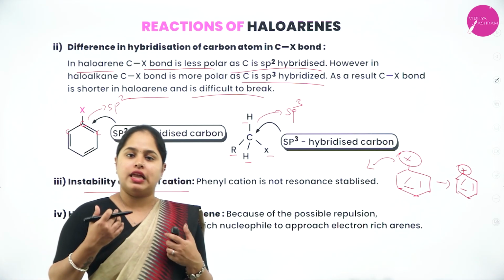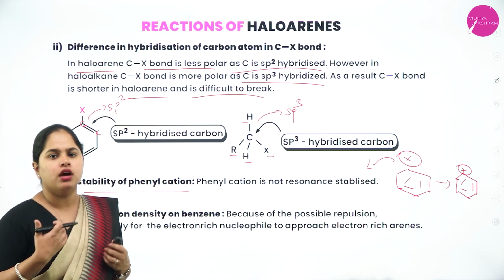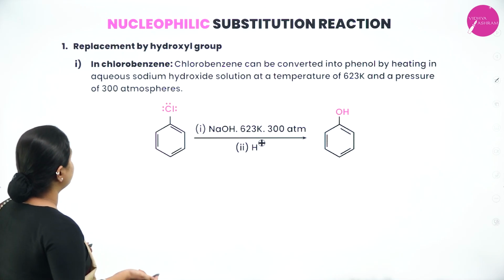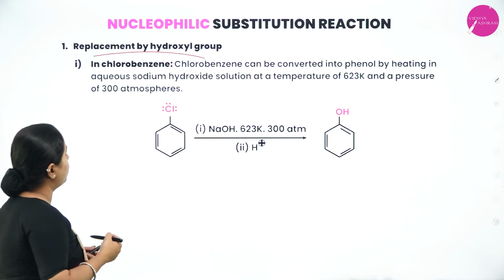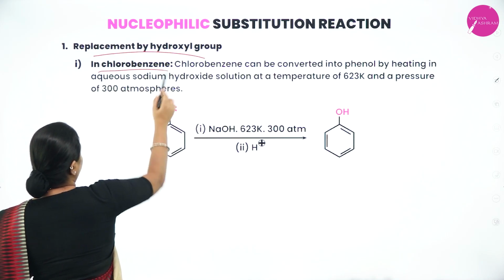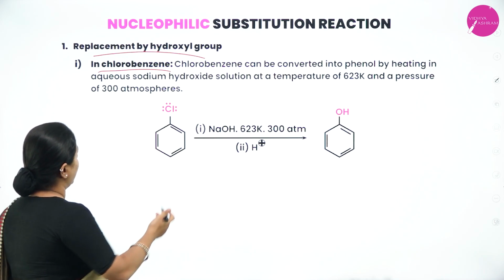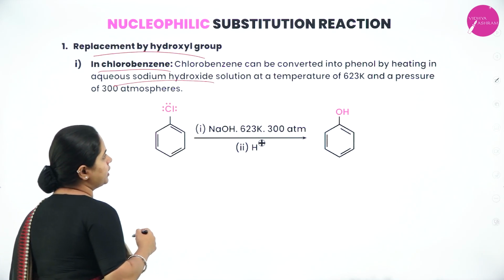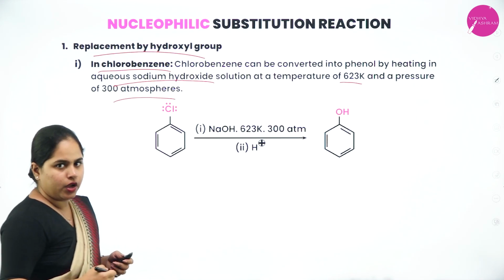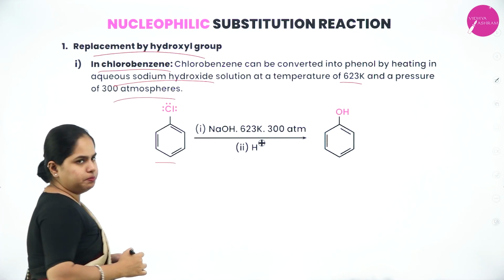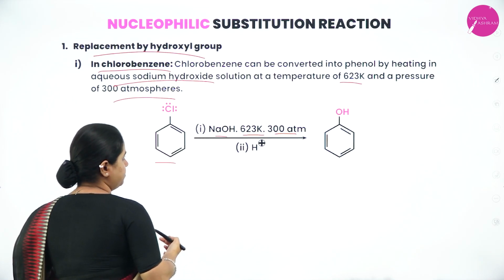So as discussed, they will show less attraction towards nucleophilic substitution reactions, but still they will undergo these reactions. So the first reaction we are going to study is the replacement by hydroxyl group. Okay. Under that, first one is chlorobenzene. Chlorobenzene can be converted into phenol by heating in aqueous sodium hydroxide solution at a temperature of 623 Kelvin and a pressure of 300 atm. Okay. So this is your chlorobenzene in presence of sodium hydroxide. This temperature and pressure is important. What happens?